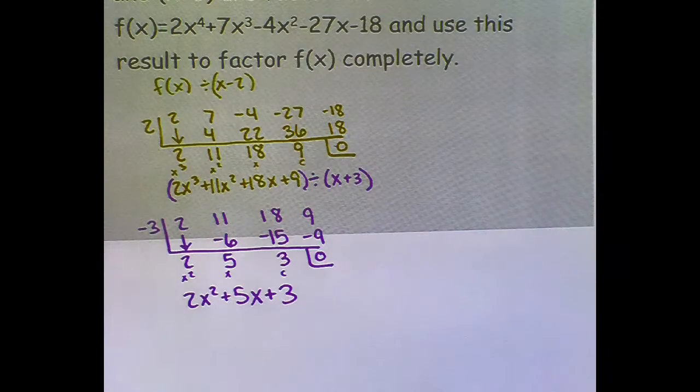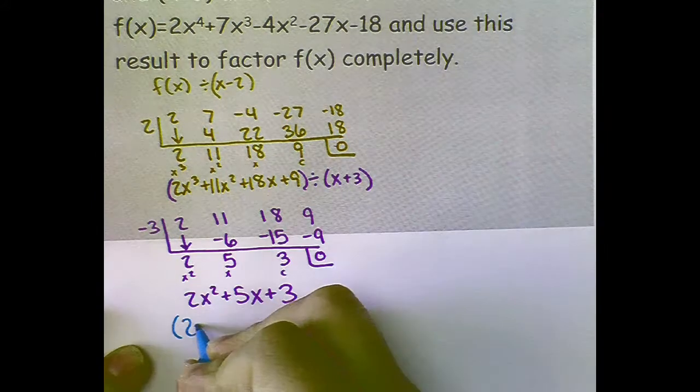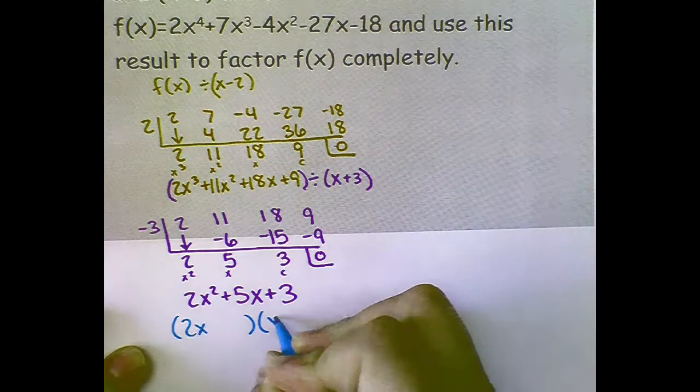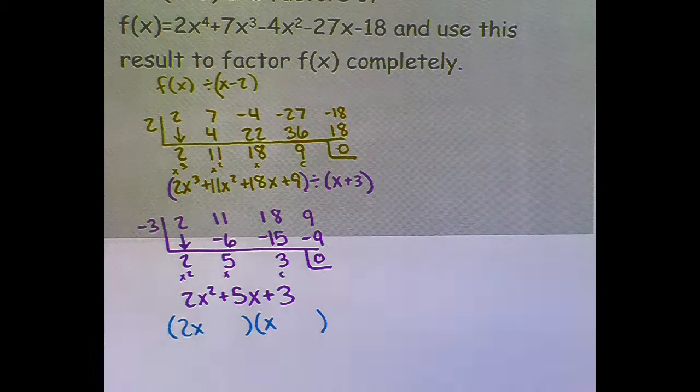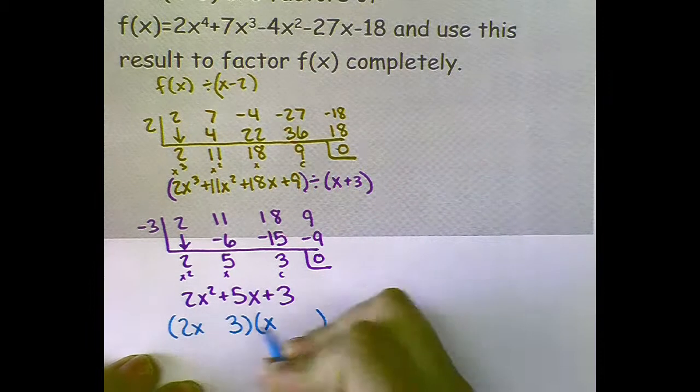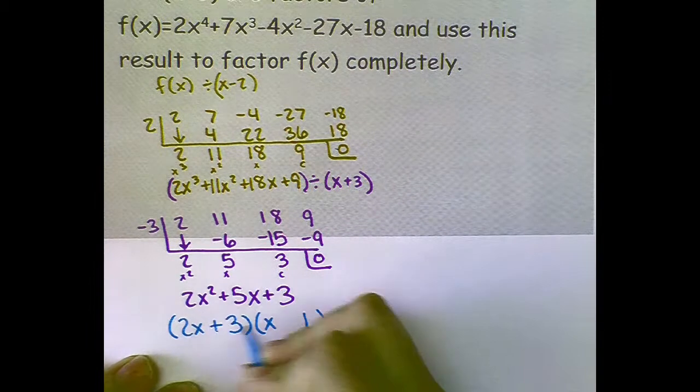And now we can try to factor. So, let's see. The only way to break apart 2x squared is 2x and x. The only way to break apart 3 is 3 times 1. So to make a 5 in the middle, I know I need a plus 3 and a plus 1.